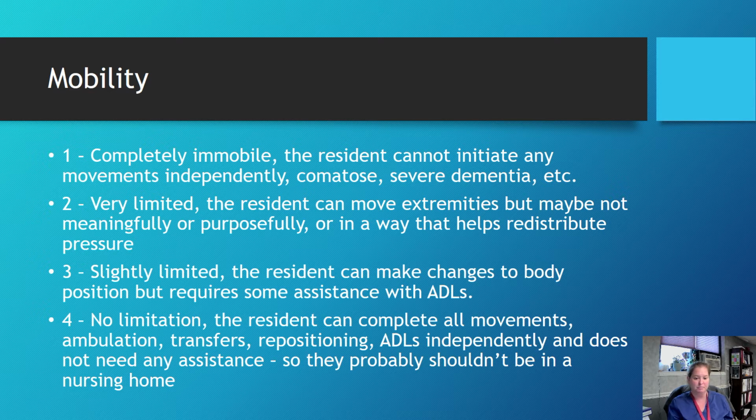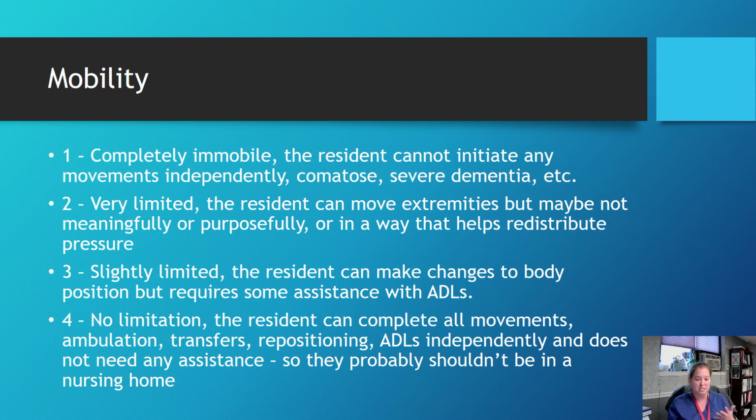So if a resident can stand up on their own or shift from side to side, but they still need assistive 1 weight bearing for bed mobility, or assistive 1 with transfers, or assistive 1 with ambulation, stuff like that, you're going to see a slightly limited rating.